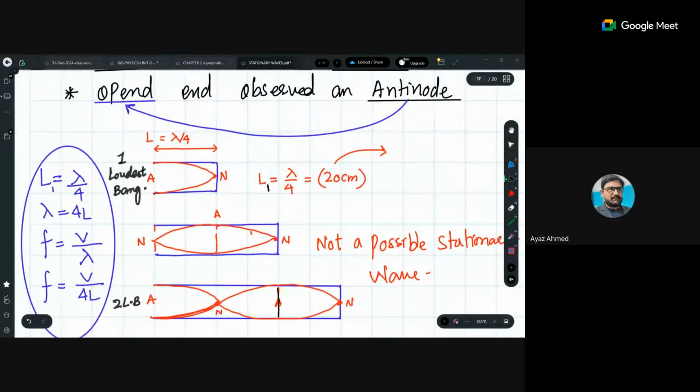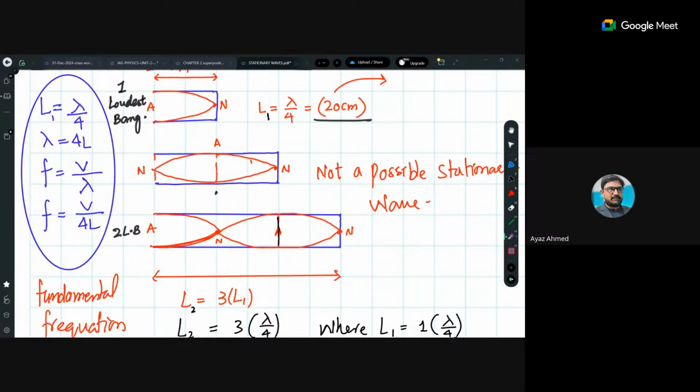So what happens? The first is observed at 20 centimeter length. What about the next? It is not possible to have a stationary wave when you have doubled the length. When you have doubled the length, 20 to 40 centimeter, because you have not changed the wavelength of your wave, it is mandatory that in 20 centimeter, one node and one antinode should be formed. So in the next 20 centimeter, one node and one antinode will be formed, and so on. Later, if you have increased the length to three times the original length, then you heard the second bang, the second loudest sound.